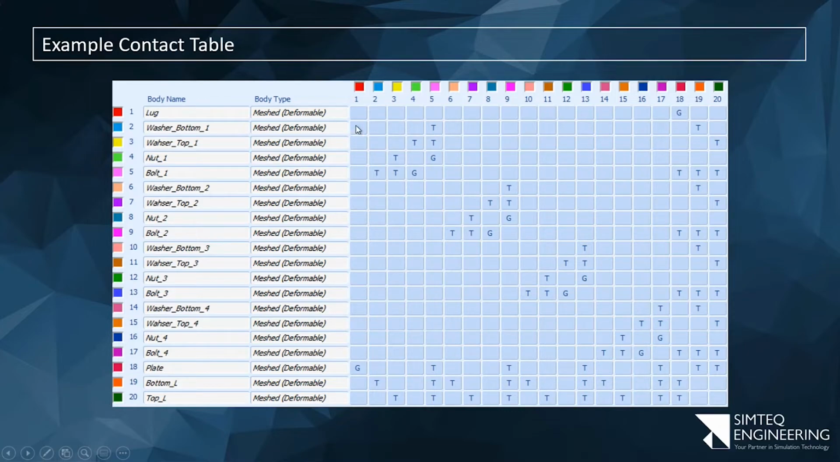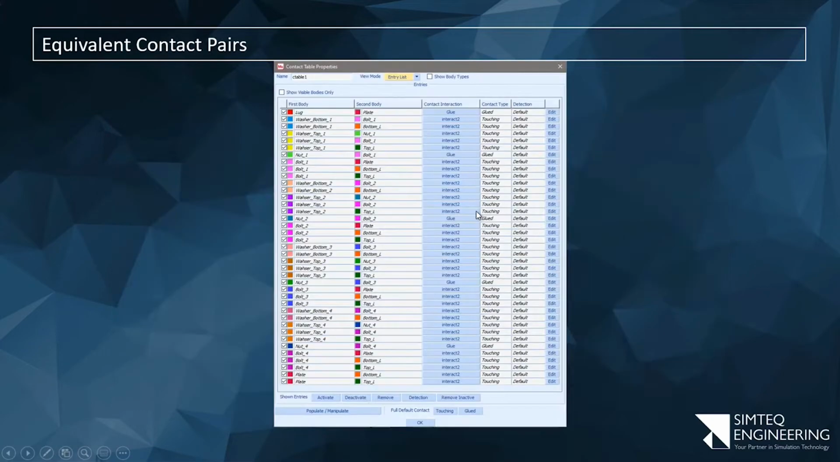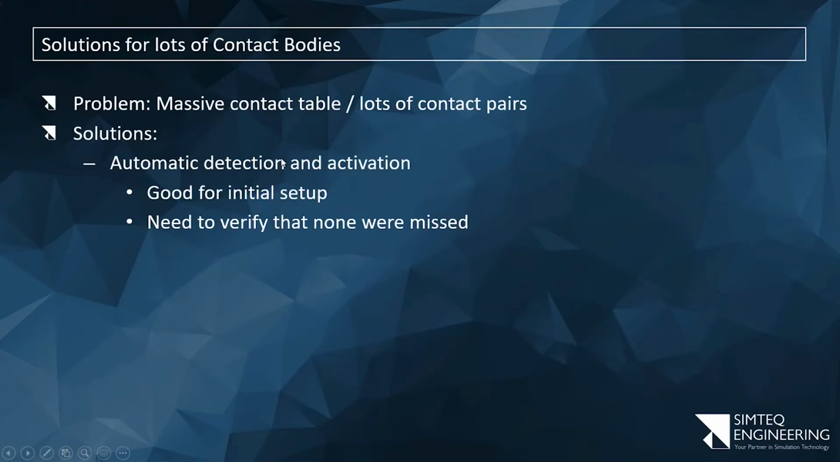Fine, then it's a lot easier to set up, but it's not the only solution. Okay, so there are methods. There is a setting that you can simply say auto detect the bodies and activate the contact between them. It's a really good way to initially set up the pairs that are close together, but we still need to verify that we haven't missed anything.